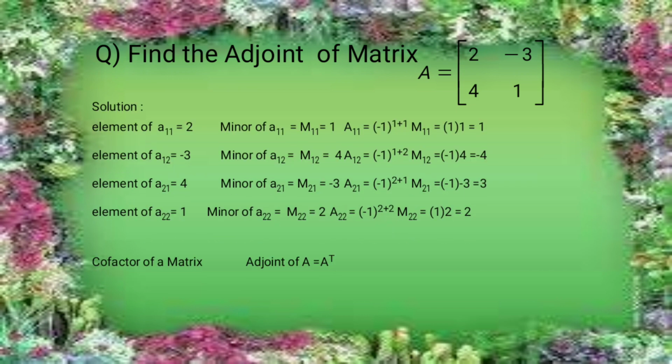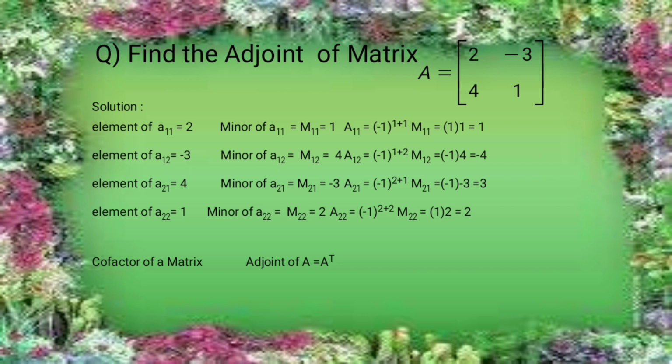Now find the adjoint of a matrix. This matrix is given to us: 2, minus 3, 4, 1. To find the adjoint, we must know the position of an element, the minor of a matrix and the cofactor of a matrix. So the element at A11 position is 2. What will be the minor of A11? Delete first row, first column, the remaining element is 1. So the minor of A11 is 1.